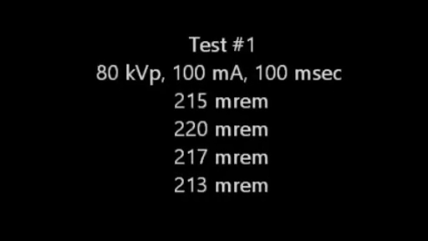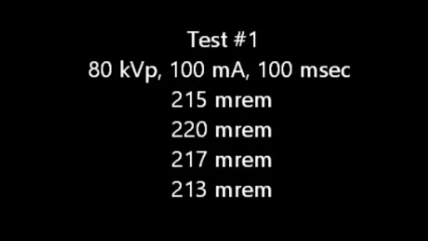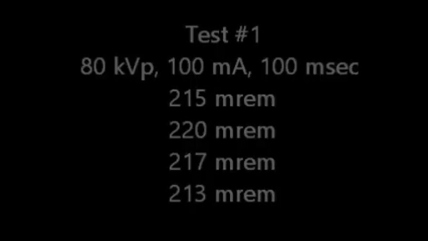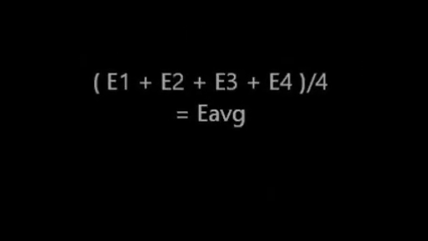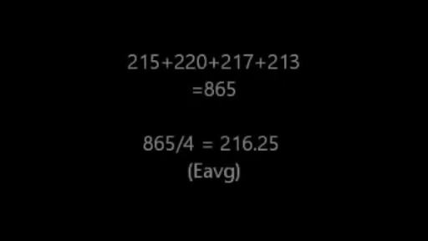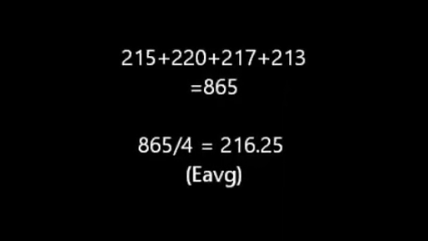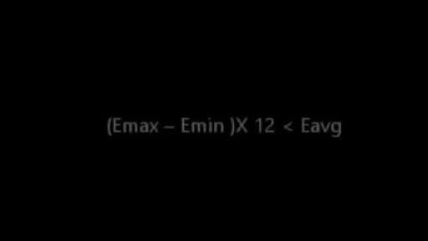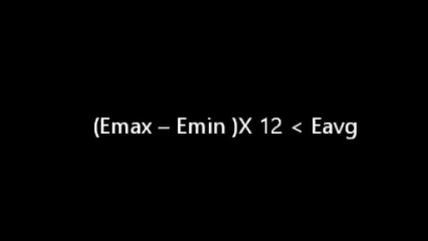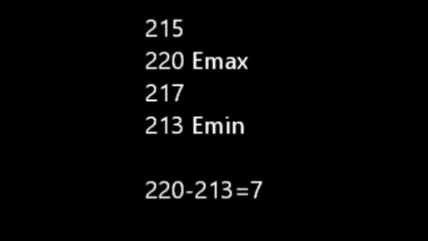Here is a series of 4 exposures taken at 80 kVp, 100 mA on a small focal spot for 100 milliseconds, or an mAs of 10. The average of the 4 exposures is determined by adding the 4 exposures and dividing by 4. Next, find the difference between the highest and the lowest test exposures and multiply by 12.